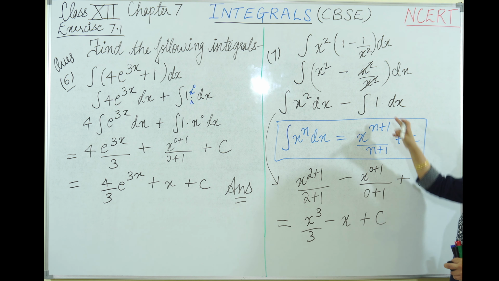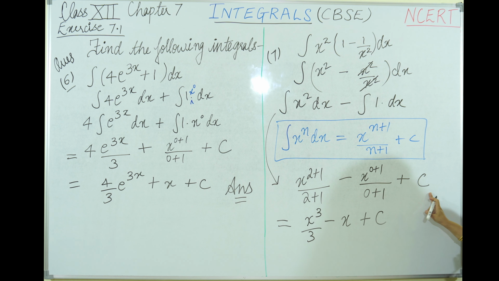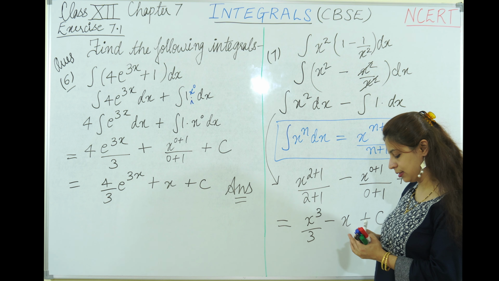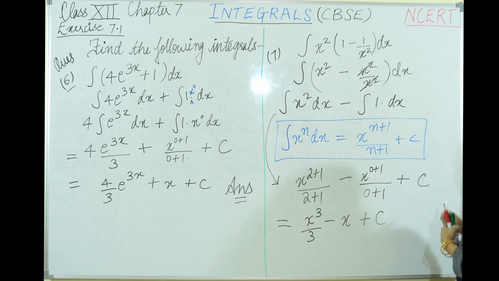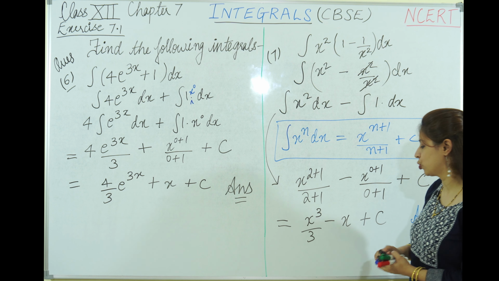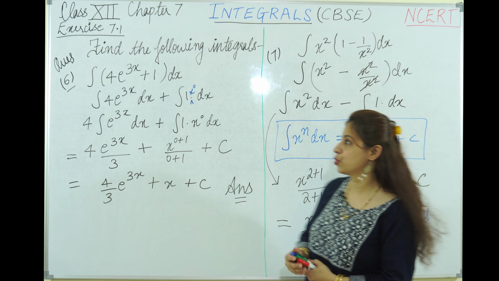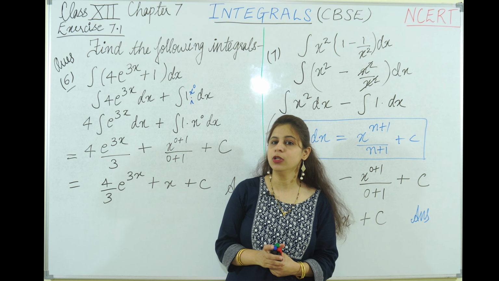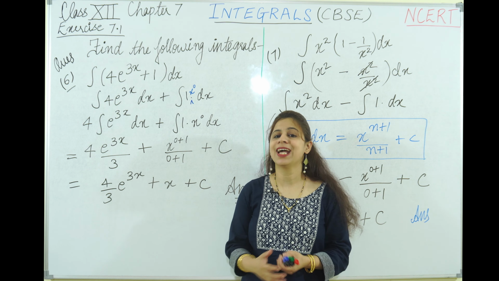So when the integration sign is removed, a constant comes, and that constant is the integral constant that I have denoted here with the capital C. So ultimately my answer is x cube upon 3 minus x plus c. Okay, so this is the answer for the 7th question. So in this manner we need to solve all the questions of this exercise.